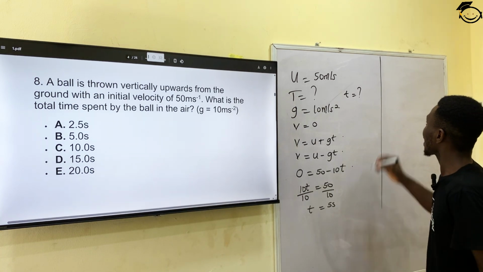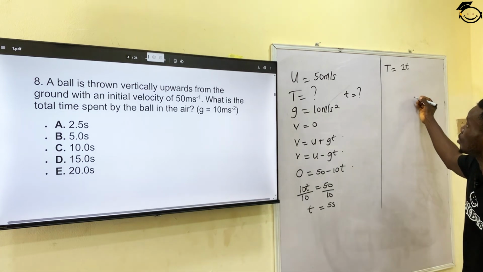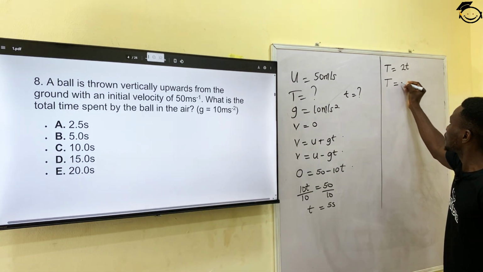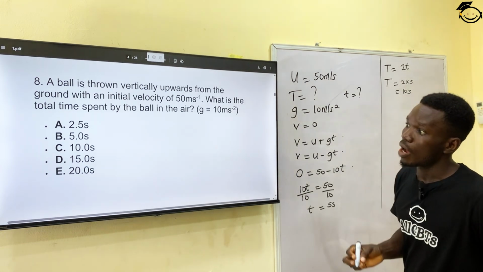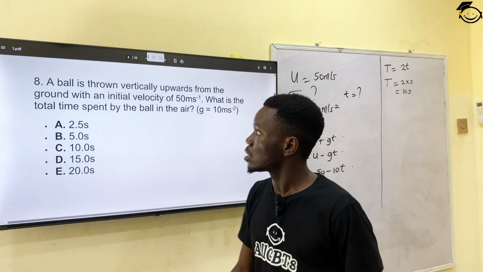Once I've gotten this, I know that my time of flight is twice the time taken to get to maximum height, which means my time of flight is 2 times 5, and that will give me 10 seconds. So our correct answer to this question is C, which is 10 seconds.